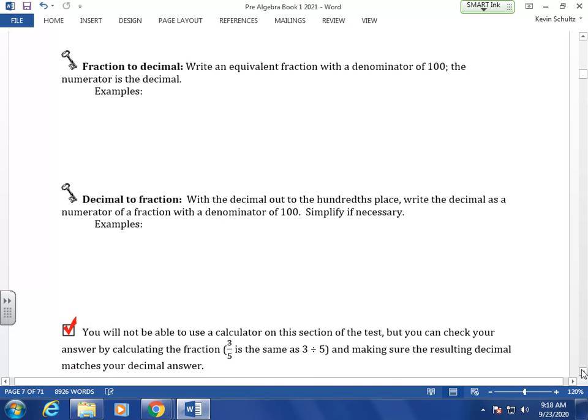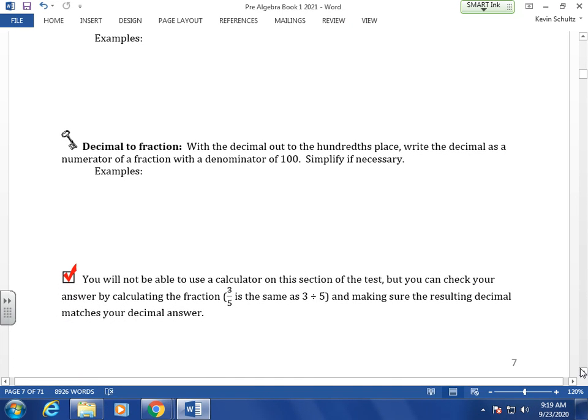We'll scroll down a little bit, checking the answer here. You will not be able to use a calculator on this section of the test, but you can check your answer by calculating the fraction and making sure the resulting decimal matches your decimal answer. So if I asked you to convert 3/5 to a decimal and you got 0.6 as an answer, you took out your calculator, took 3 divided by 5, you will get 0.6. And that's how you know that you would be correct, right? You've used the calculator to check.